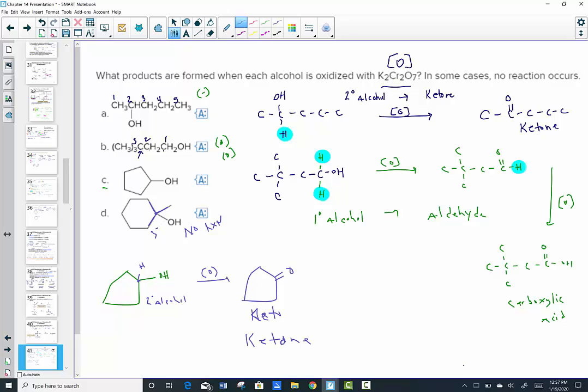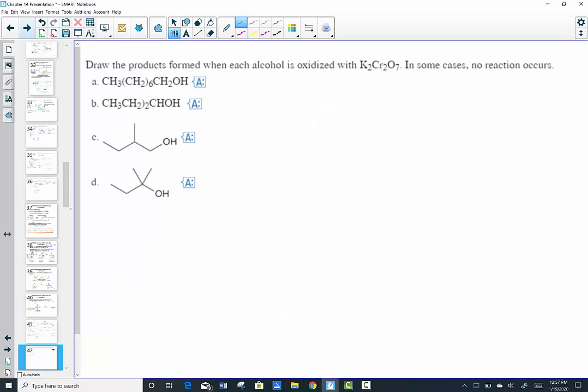You need some practice, I know, so just make sure you're giving yourself enough repetitions to make this easy. Draw the products formed when each alcohol is oxidized. Do you recognize if it's primary, there's two oxidations? If it's secondary, there's one oxidation. And if it's tertiary, there are no oxidations.